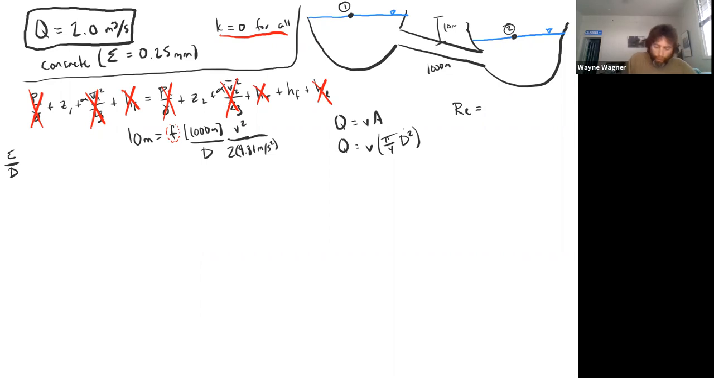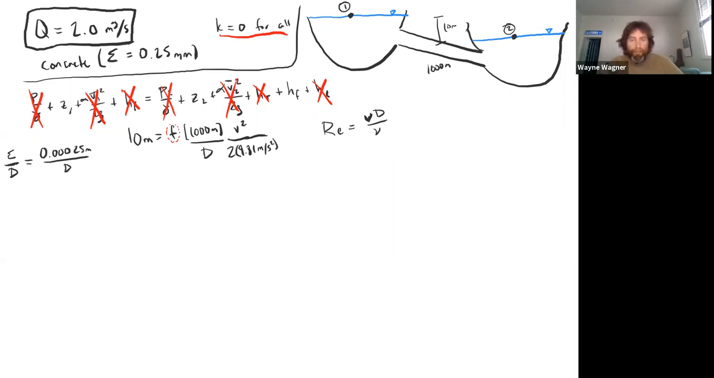Now, epsilon over D is kind of trivial, right? We know the epsilon is 0.00025 meters over D. Okay, so that's an equation. Okay, the Reynolds number is VD on nu. I'm going to erase this because we're going to come back to that in a second, but we are going to use that. Reynolds number equals VD on nu, but I don't want to deal with both V and D.